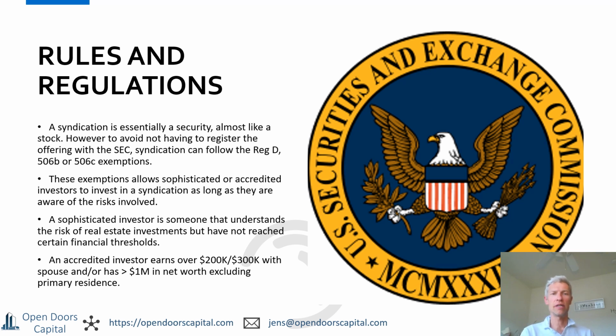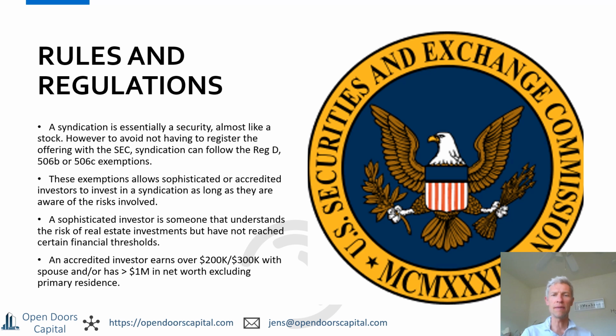A sophisticated investor is somebody who understands the risk of real estate investing but hasn't reached certain financial thresholds. Up to 35 sophisticated investors can invest in a 506(b) syndication. An accredited investor is somebody who earns either $200,000 a year individually or $300,000 with their spouse, and has a net worth over $1 million excluding their primary residence. Accredited investors can invest in both 506(b) and 506(c).